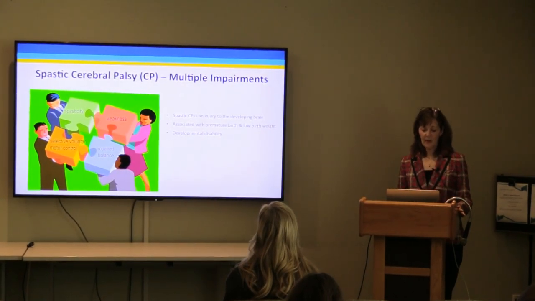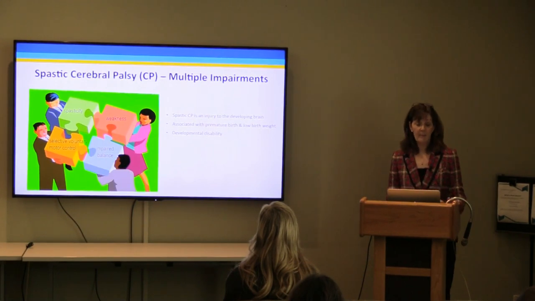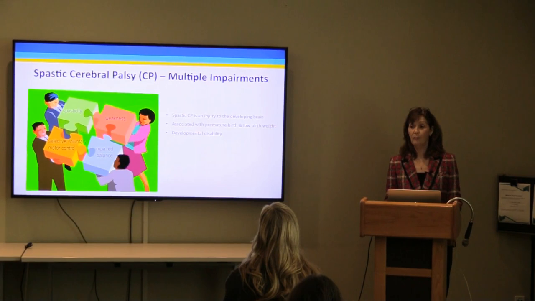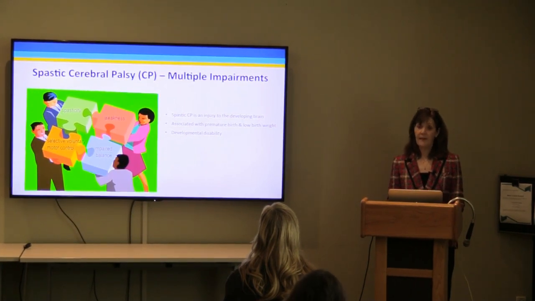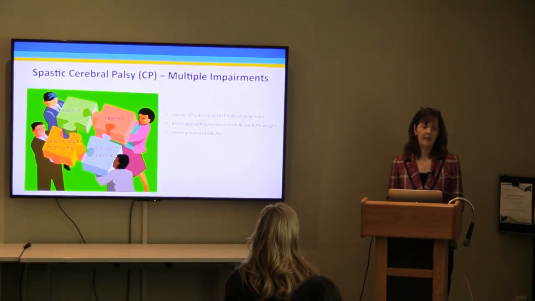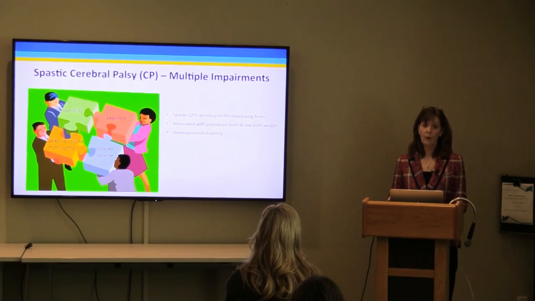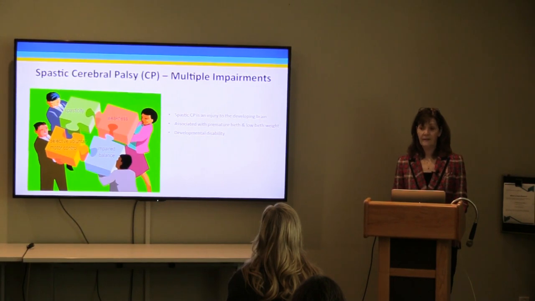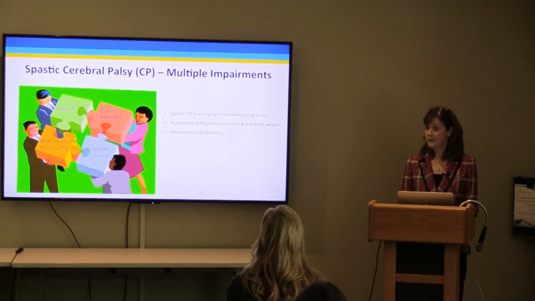So spastic cerebral palsy is an injury to the developing brain, and it's associated with premature birth and low birth weight. It's a developmental disability, so it occurs before or around the time of birth, most commonly. So it affects the development of the child and their motor system in particular.